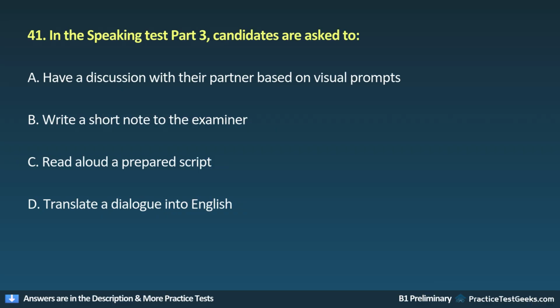41. In the speaking test Part 3, candidates are asked to: A. Have a discussion with their partner based on visual prompts. B. Write a short note to the examiner. C. Read aloud a prepared script. D. Translate a dialogue into English.